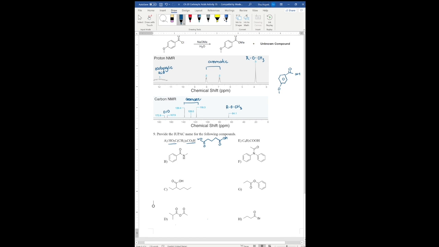Okay, moving on to B. Now let's highlight each part of the structure. First we have this portion of the structure that indicates that this is benzamide. And next we have a methyl group attached to the nitrogen atom. So we could write it as N-methyl to indicate that this methyl is attached to the nitrogen.